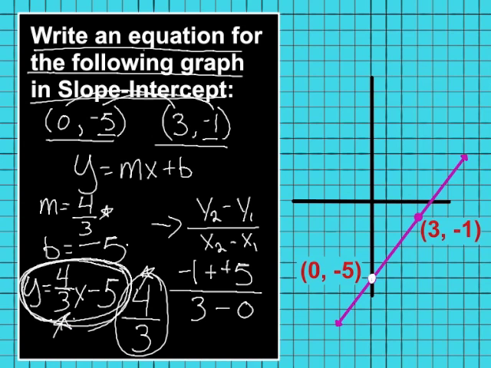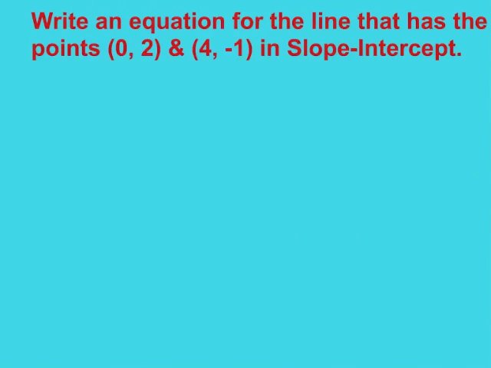So now, what if they don't give us the graph? What if they just give us 2 points? We'll have the point (0, 2), and we'll have the point (4, -1). What we need to do is find the slope, and find what the y-intercept is. In this case, we can't see the graph, so finding the y-intercept is a little trickier than in the last problem.